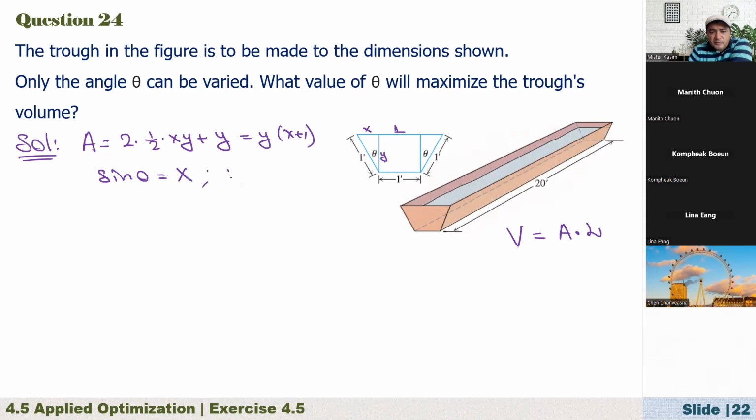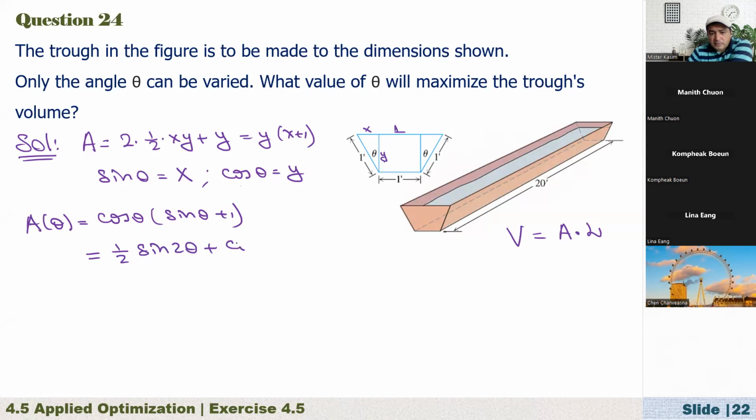And how about cosine of theta? Cosine of theta is equal to adjacent side over hypotenuse, that's equal to y. So then A becomes a function of theta. What is y? It is cosine of theta. And what is x? Sine of theta, plus 1. Well, I can just simplify this using trigonometric identities. Sine times cosine, that is 1 over 2 sine of 2 theta, right? So here we have 1 over 2 sine of 2 theta plus cosine of theta.